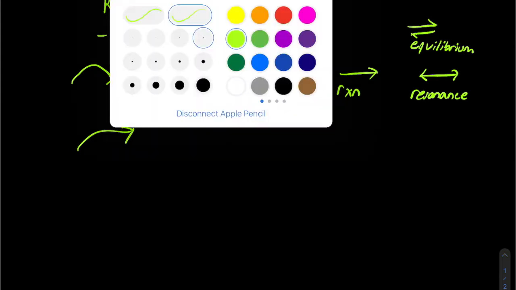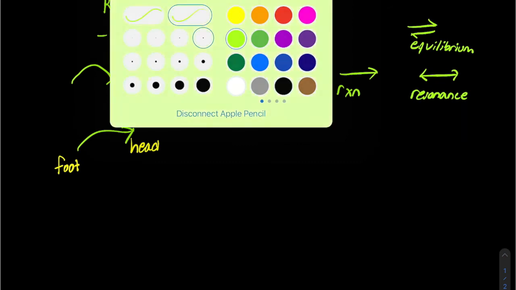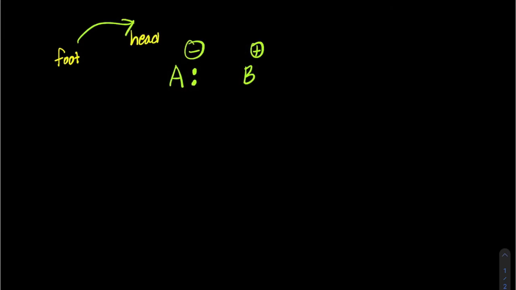So if we have a curved arrow, we call this the foot of the arrow, and we call this the head of the arrow. Generally speaking, you have curved arrows that go from one atom to another. For example, if we have two electrons here on atom A, and let's say it has a negative formal charge, and we have atom B, which has a formal charge of plus, we can show a curved arrow. I'm going to use red now for all my curved arrows. This curved arrow is basically a movement of two electrons. Now we can just draw it like this, pointing to the atom.